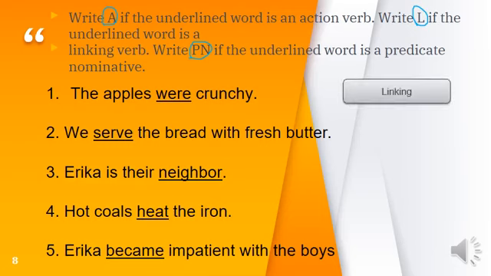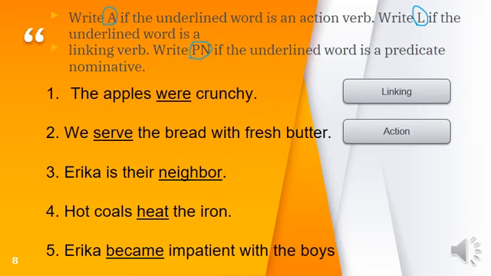Number two, we serve the bread with fresh butter. So we look at serve. Does it tell an action? Yeah. Does it tell what the subject does? Yes. Is it one of the five or seven linking verbs that we have learned? No. So I have here an action verb.